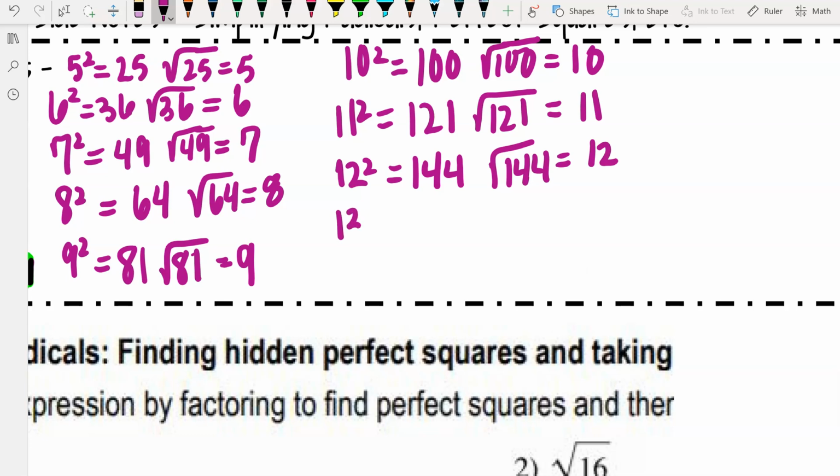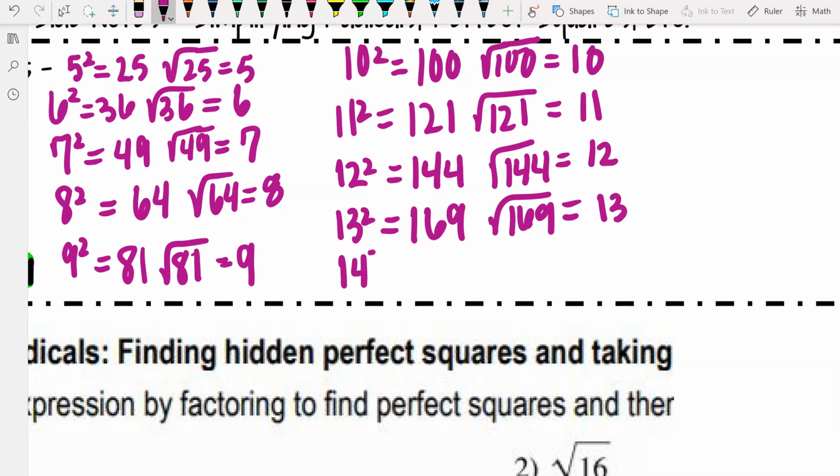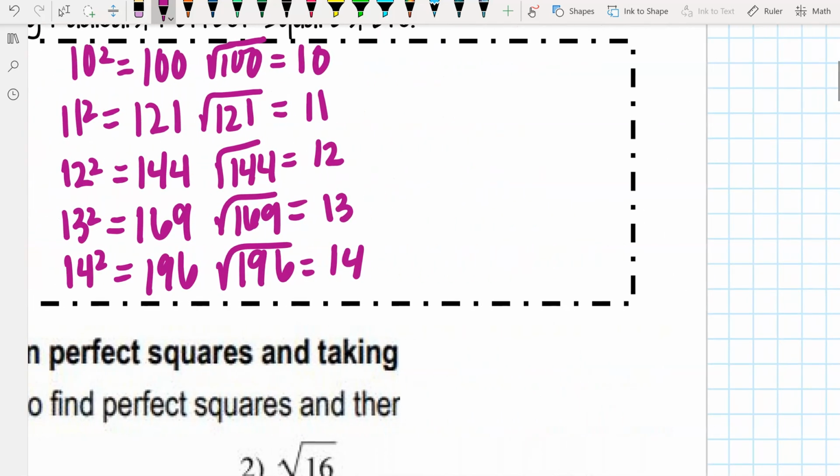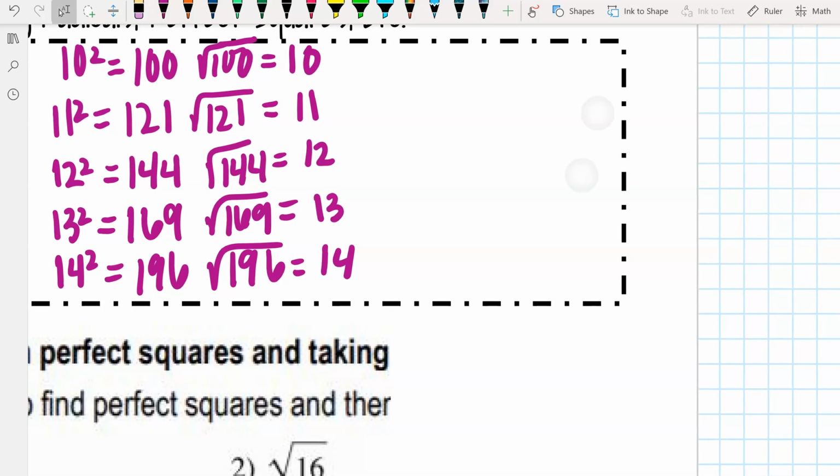So continuing, there's a few more that are really helpful if you know them. So 13 squared is 169. So then if you take the square root of that, you should end up with 13. And then 14 squared equals 196. I'm sorry, it's just the numbers flipped. So then if I take the square root of that, I should end up with 14. So you should see these little patterns emerging. There's just a couple more that I think are really helpful.